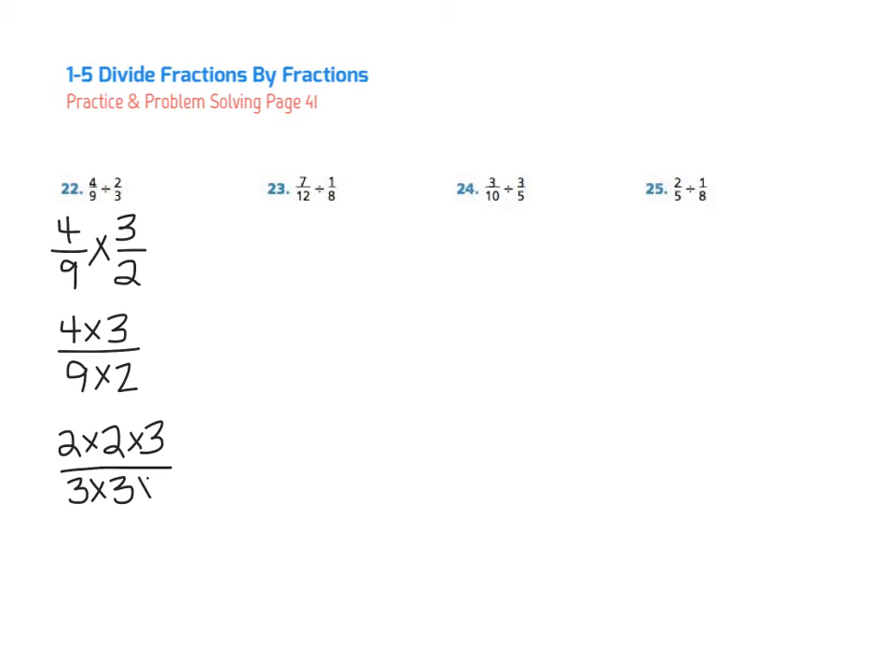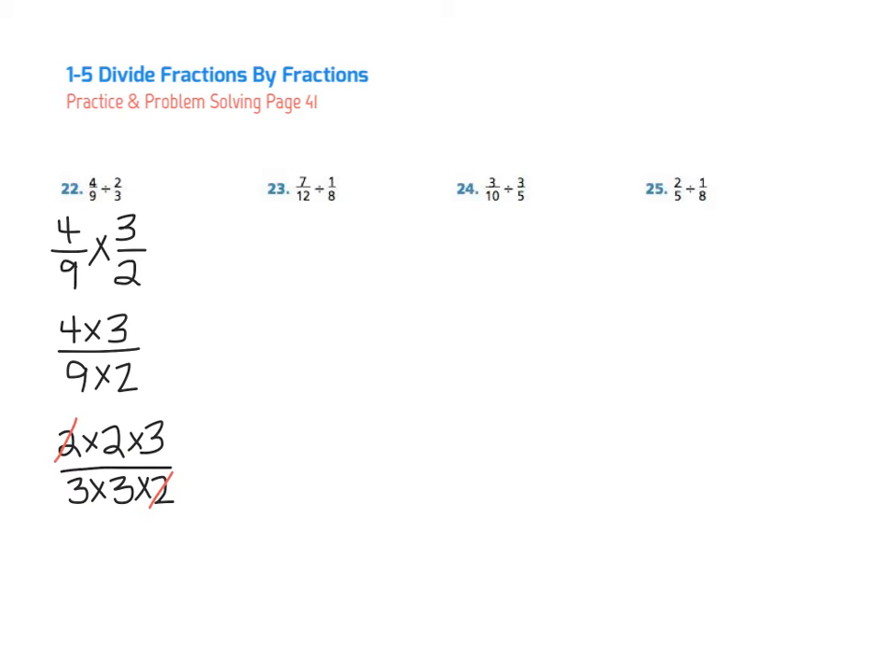And then we still got our times 2. Now let's check for common factors. Okay, I've got at least 1, 2 on the top and the bottom. I can't cross out the second 2 because there isn't another one on the bottom to match.